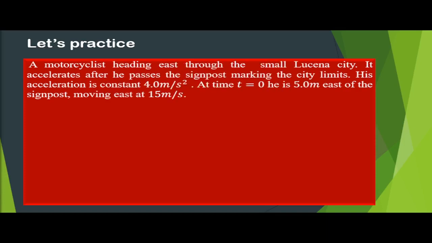Let's practice. A motorcyclist is heading east through the small city of Lucena. He accelerates after he passes the signpost marking the city limits. His acceleration is constant and found to be 4 meters per second squared. At time t equals 0, he is 5 meters east of the signpost, moving east at 15 meters per second. Find his position and velocity at time t equals 2 seconds.